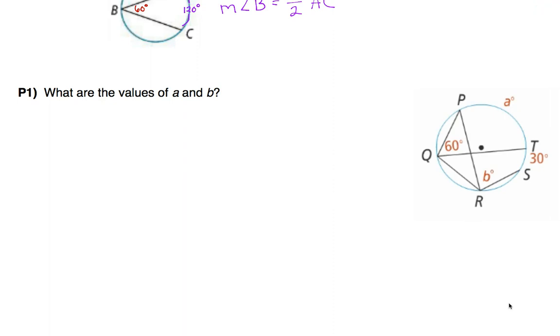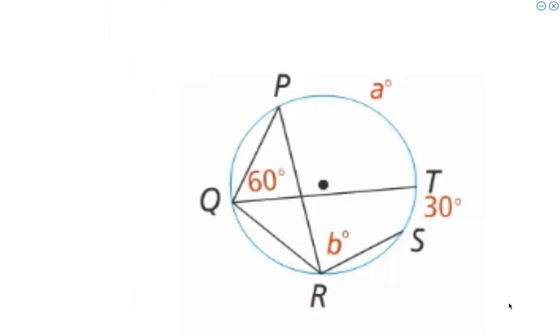So anytime we get to a problem, if you want to pause it and then try it yourself and then press play to see if you got it right, feel free. I'm just going to keep moving, so I'm not going to purposely pause because you guys can pause it yourself. So we're looking for the values of A and B here. So if I look at A, A is the intercepted arc of the inscribed angle PQT.